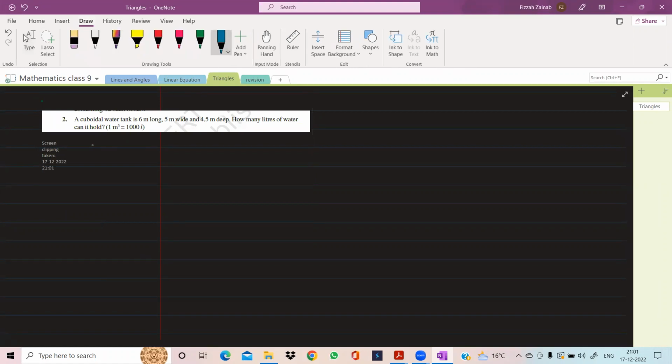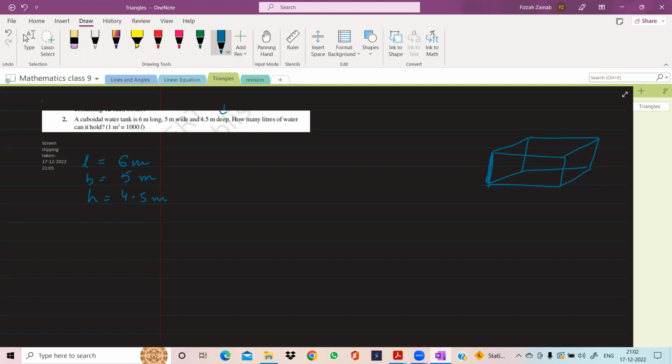Okay, next question. A cuboidal water tank is this. So measurements are given. Length is 6 meter, breadth is 5 meter, and height is 4.5 meter. Height or depth, you can say, right? It's a tank, so it's like this. So basically in a tank, we look from the top, right? We look inside. So that is why they are saying it is depth. So it means the same thing. So this side they are referring.